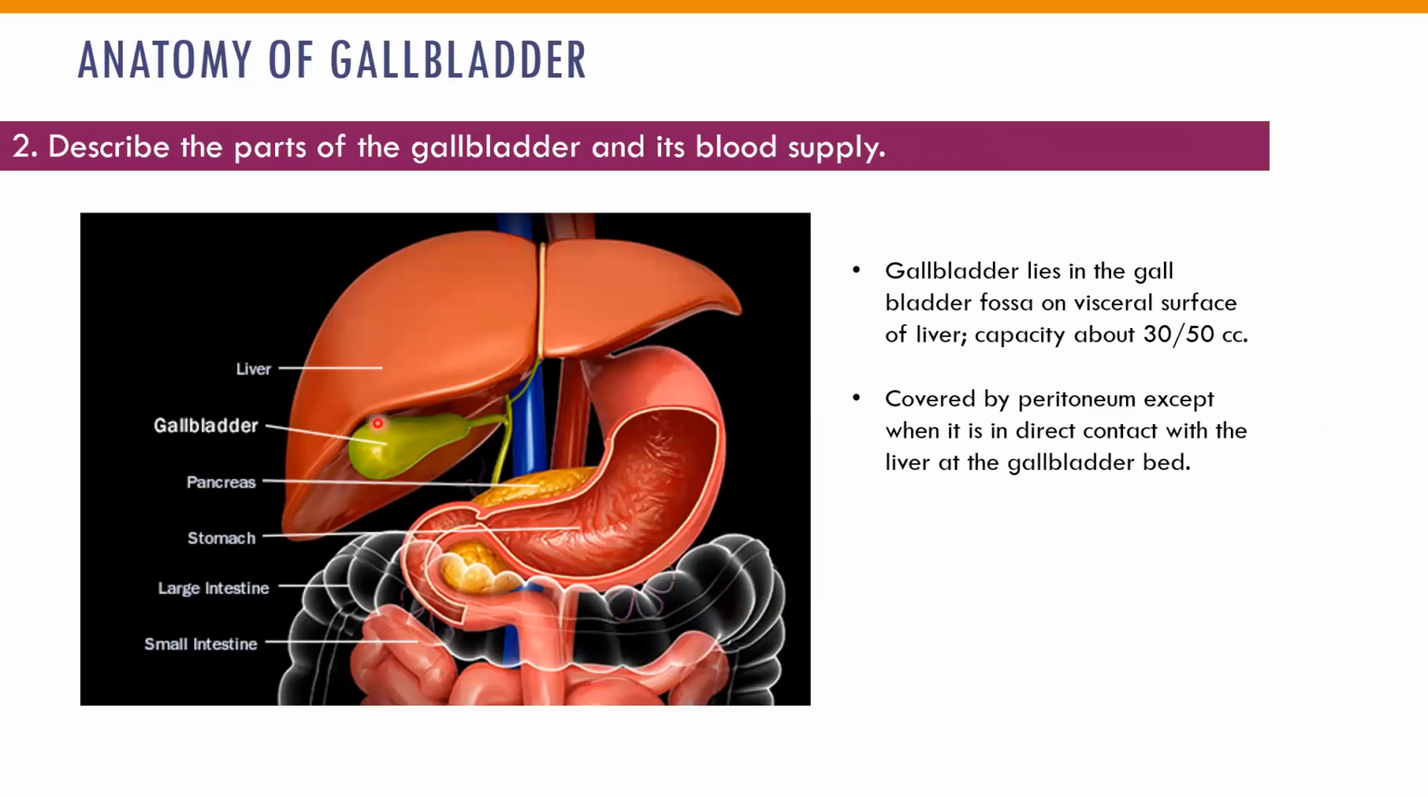Okay, second one is the gallbladder. The gallbladder lies in the gallbladder fossa on the visceral surface of the liver. It may contain about 30 to 50 ml of bile, and it is covered by peritoneum except where it is in direct contact with the liver, at the gallbladder pad.